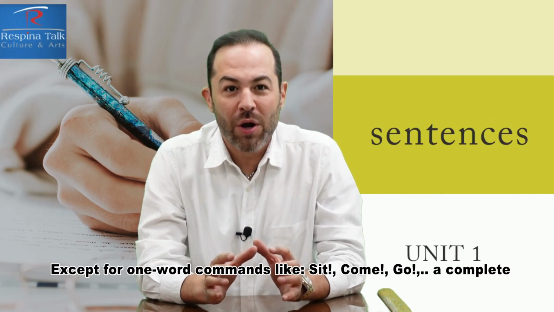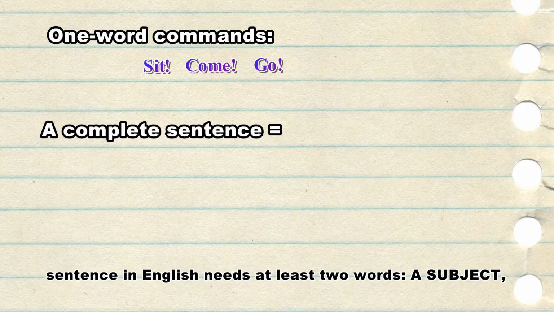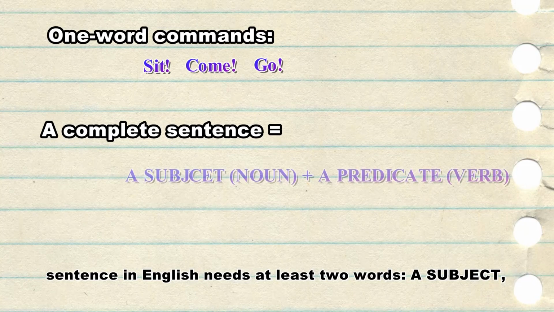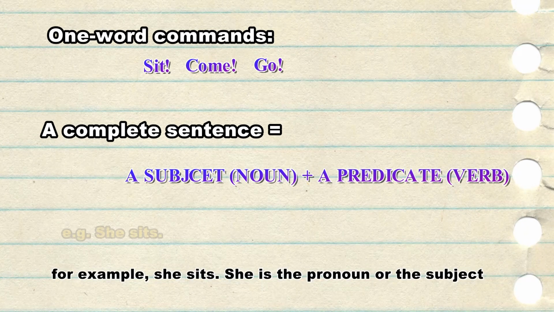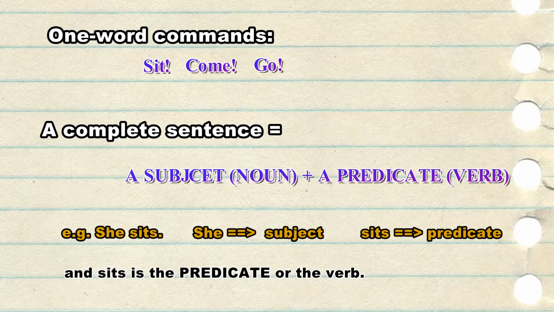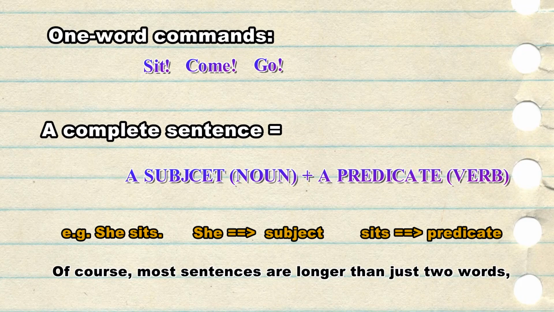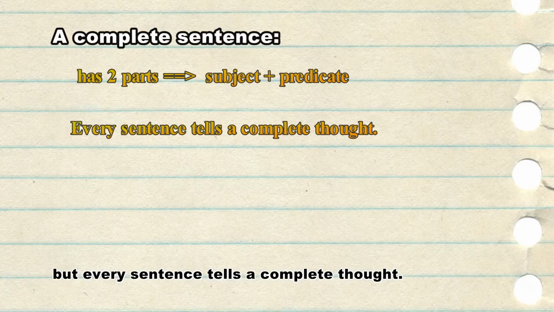Now, except for one-word commands like sit, come, go, a complete sentence in English needs at least two words. A subject, like a noun or a pronoun, and a predicate, like a verb. For example, she sits. She is the pronoun or the subject, and sits is the predicate or the verb. Of course, most sentences are longer than just two words, but every sentence tells a complete thought.